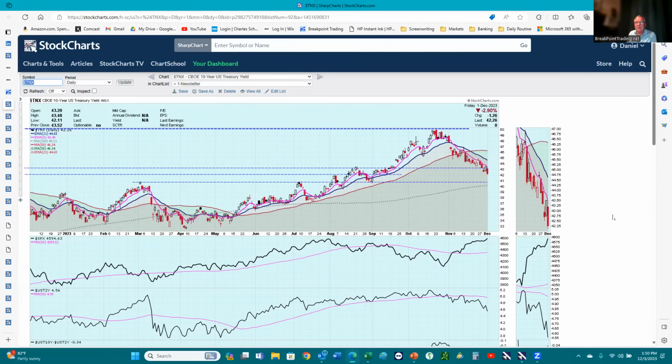Yeah, they shouldn't be. I called this on the 10-year back here when these lines were crossing. I said this has the potential to get back to the 200-day, which is at 4%.